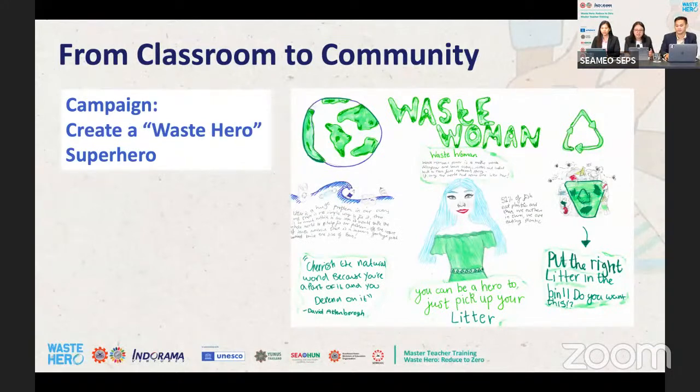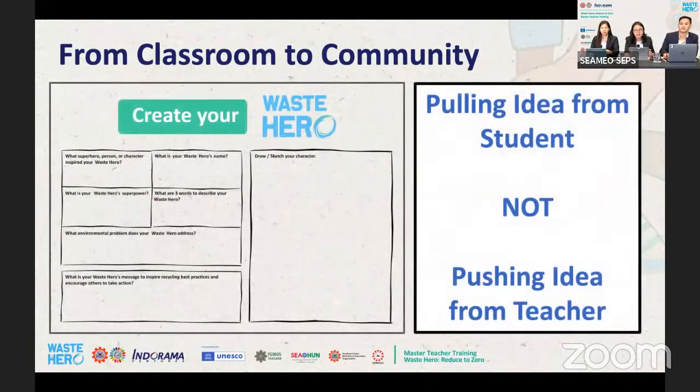And the other one is the example of our handout for students. Before they try to create or design the superhero, we provide this one for you in the lesson plan, and you can download it for students to create their own superhero character. This is a simple handout. It can pull out students' ideas by asking each question. It's not pushing ideas from the teacher, but the questions will stimulate students to decide, to create, or to solve any problem.